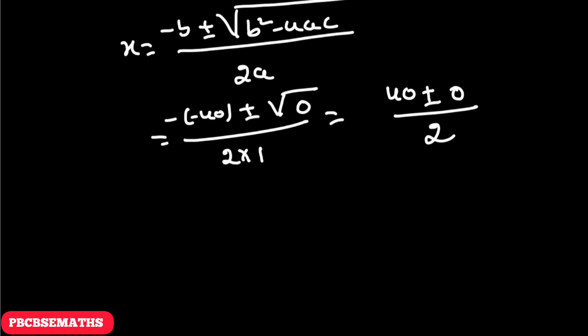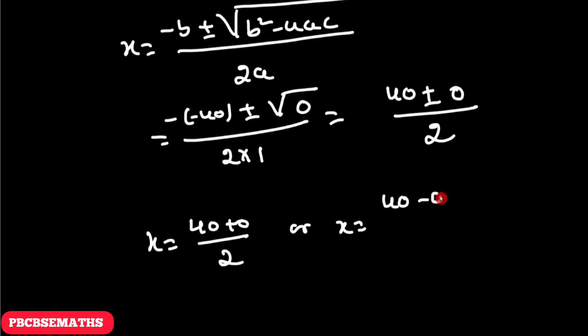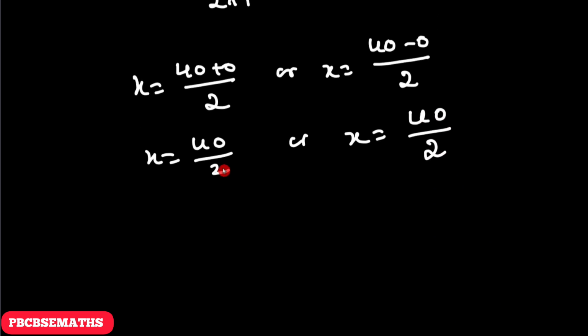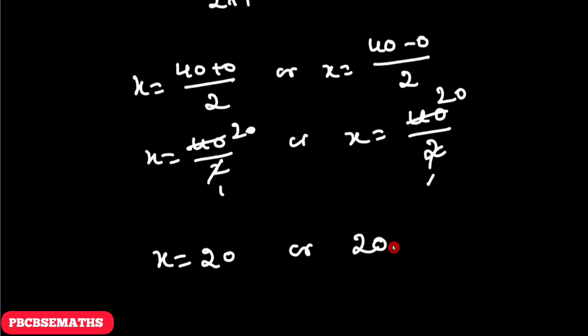So the value of x we get here is x equals (40 plus 0) by 2, or x equals (40 minus 0) by 2. X equals 40 plus 0, that is 40 by 2, or x equals 40 minus 0, that is 40 by 2. Now here 2 twos are 4, 2 twenties are 40. So x equals 20 or 20, that is, here we have two equal real roots.